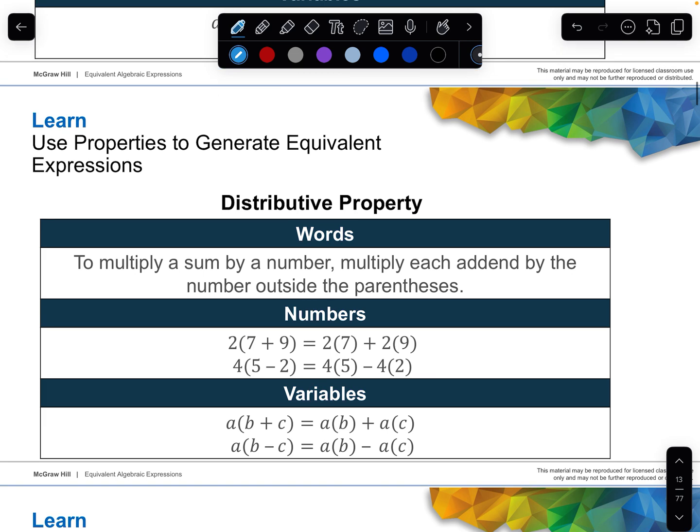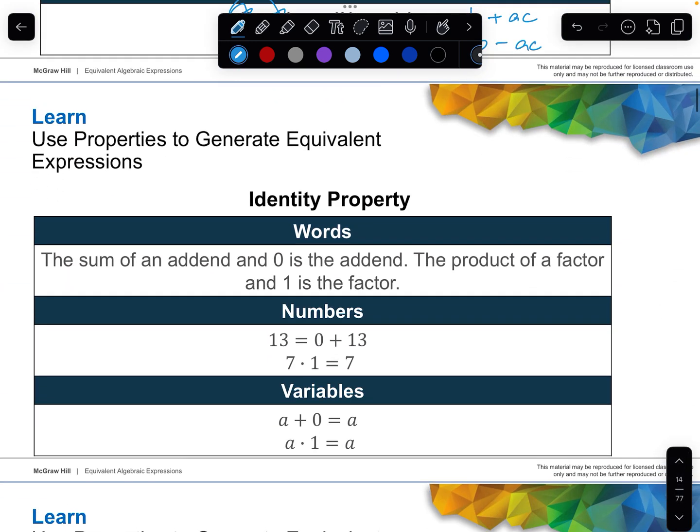A quick review of the distributive property, which states to multiply a sum by a number, we multiply each addend by the number outside the parentheses. An addend is one of the two or more numbers that you're adding to get the sum, right? You see some examples here. Again, we're going to go over this with variables. We can state a times (b plus c) is a times b plus a times c. And this can also be written as ab plus ac. Similarly, with subtraction, we have a times (b minus c) is equal to a times b minus a times c, which could also be written as ab minus ac.